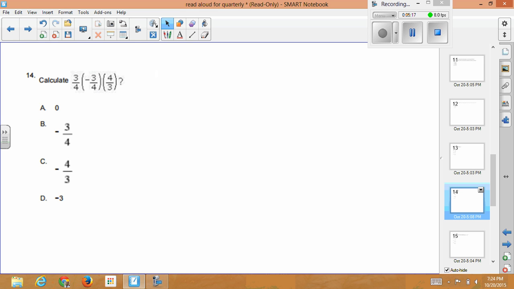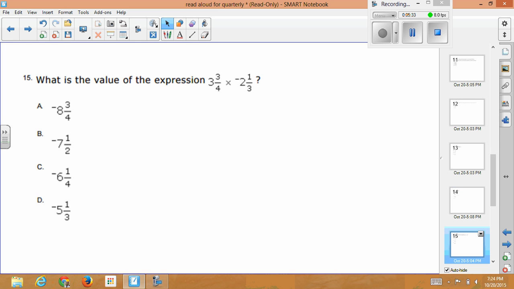Calculate 3/4 times negative 3/4 divided by 4/3. A, 0, B, negative 3/4, C, negative 4/3, D, negative 3.